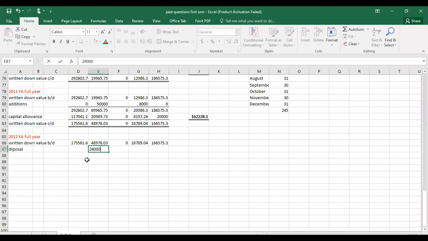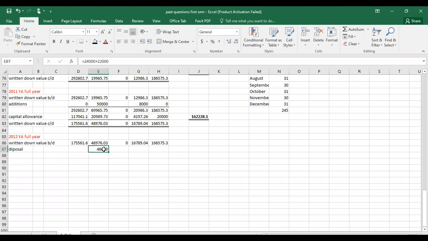Plant and machinery was destroyed by fire in 2012. And on 15 December, 22,000 compensation was received from the insurance company. So in 2012, we have sold and made 24,000. The insurance company also gave us 22,000. So the total disposal here is going to be the 24,000 plus the 22,000. So total disposal here is going to be 46,000.